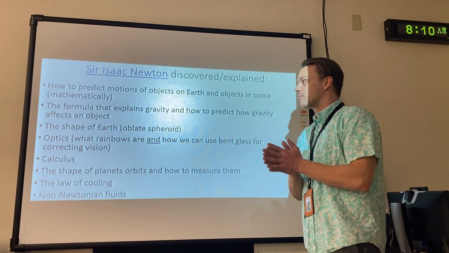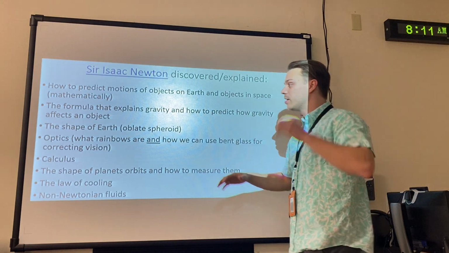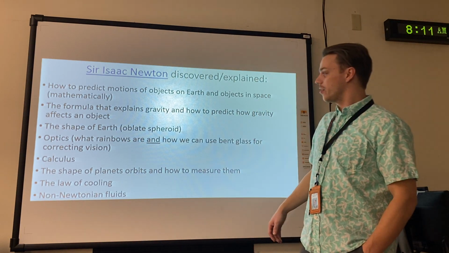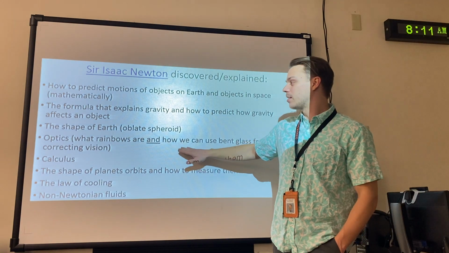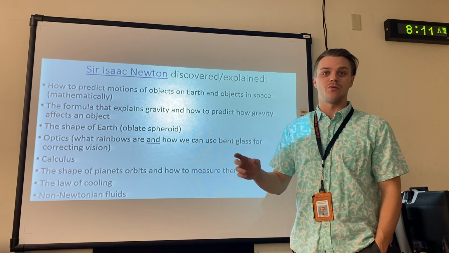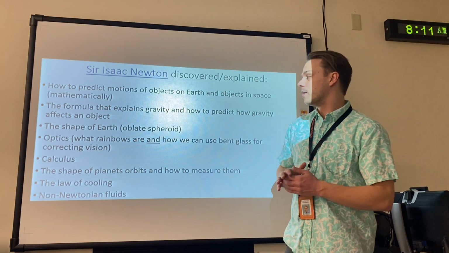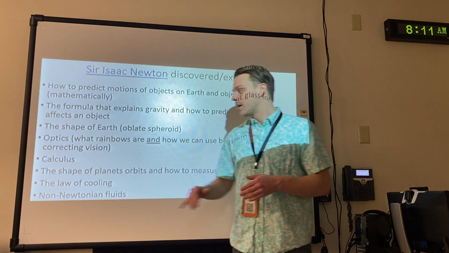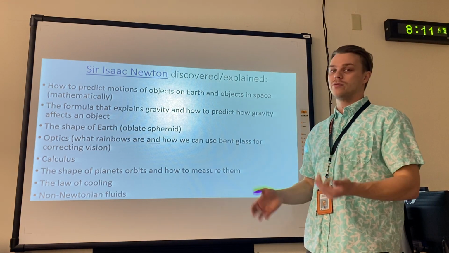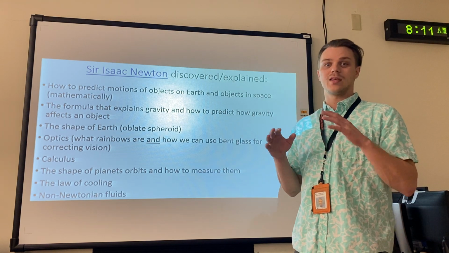He came up with a basic formula that explains gravity and makes predictions about gravity. He discovered the shape of the Earth and proved it with math. It's an oblate spheroid. He also figured out a lot of stuff with optics, like how a prism can produce a rainbow, or how bending glass can create magnification. He also invented calculus, and he used the calculus in order to explain his physics. So before he was 23, he came up with these 3 laws of motion and explained them with calculus.